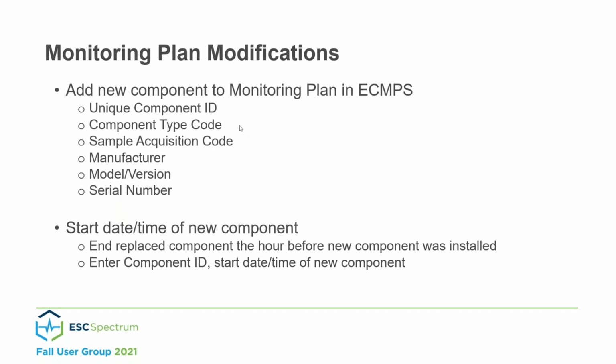So we're going to be adding a new component ID, component type code, and sample acquisition code. You need the manufacturer, the model, and the serial number. Then you need your start date and time of the new component. You're going to end the previous component the hour before the new component was installed. You cannot have a gap in time, even if it was offline or whatever you had going on. You must end the previous one the hour before the new one was installed. And then you need to enter the component ID and start time of the new one.